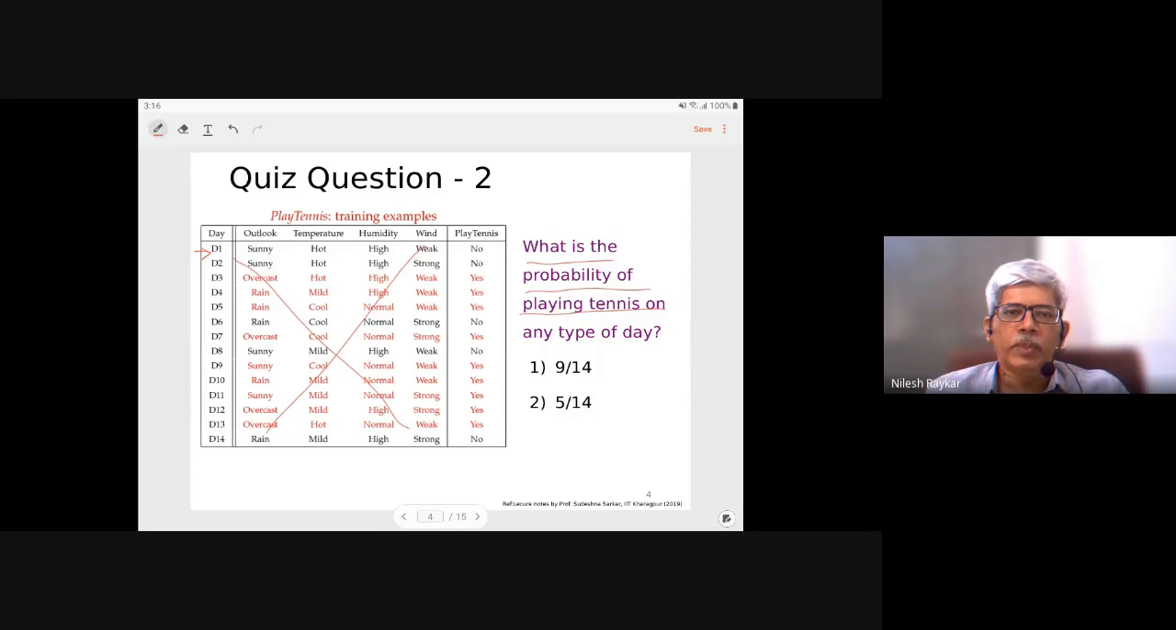So I think 4 people are very fast in giving responses and remaining people are just observing the proceedings. Yes, everybody has given the 9 by 14.